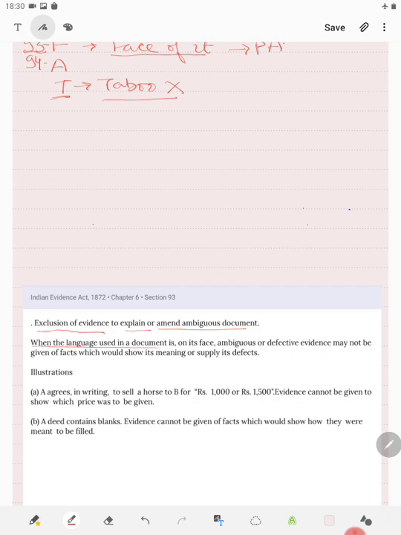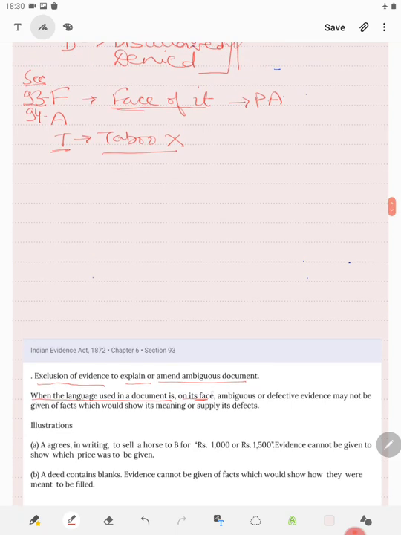When language used in a document is, on its face, ambiguous or defective, evidence may not be given of the fact which would show its meaning or supply its defect. So if from the plain reading the language is such that there is ambiguity, the evidence will not be allowed. For example, A agrees in writing to sell B a horse, and it says that I will sell you the horse for rupees 1000 or rupees 1500.